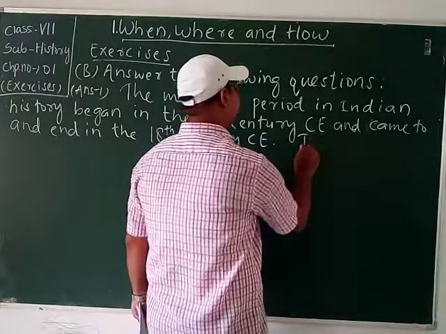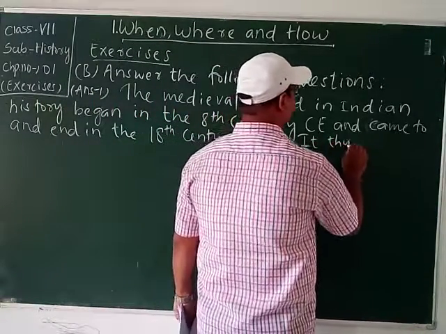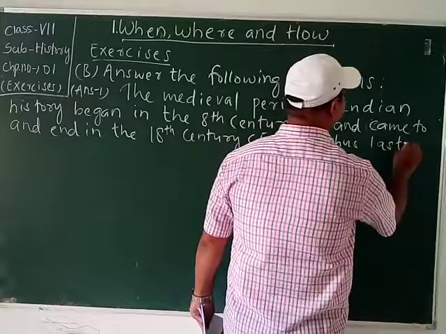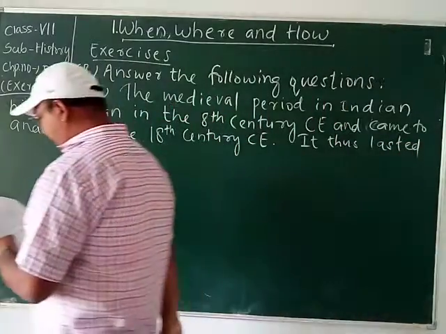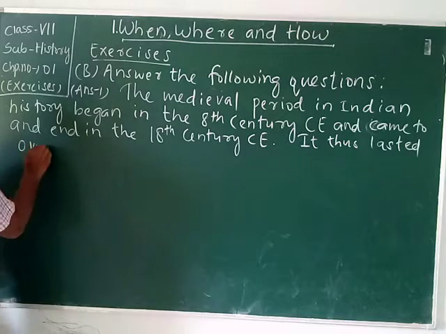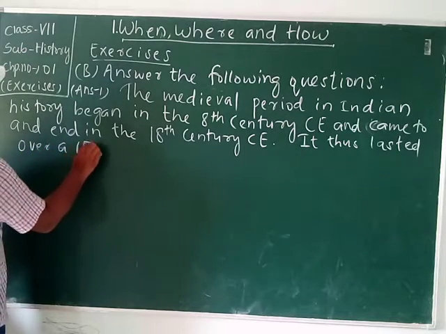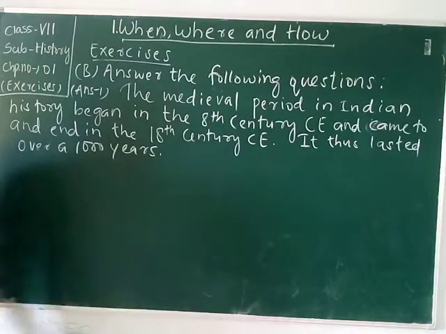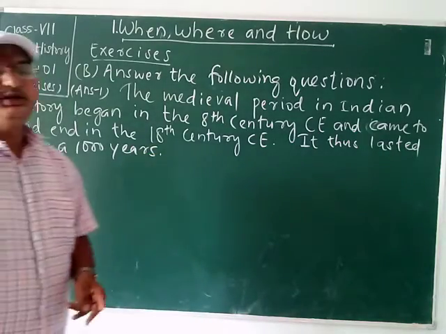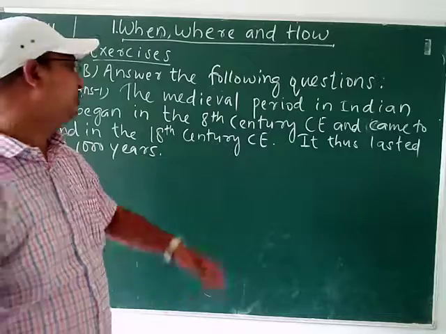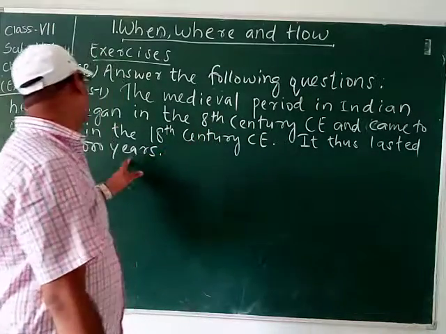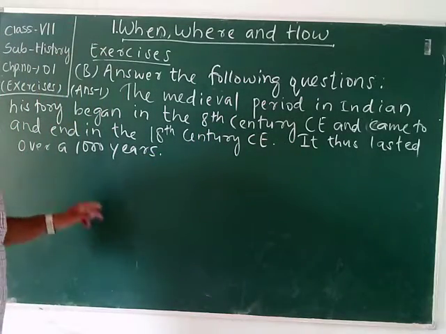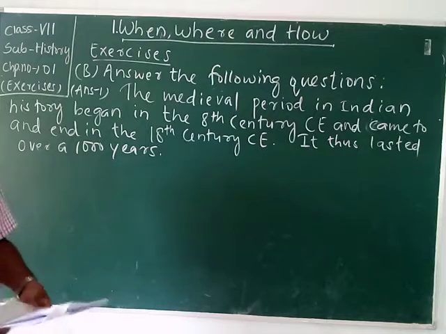It lasted over 100 years. Students, just look. A century means a time period of 100 years. So we can see from 8th to 18th means 10 centuries. It means 1000 years. Okay, students.